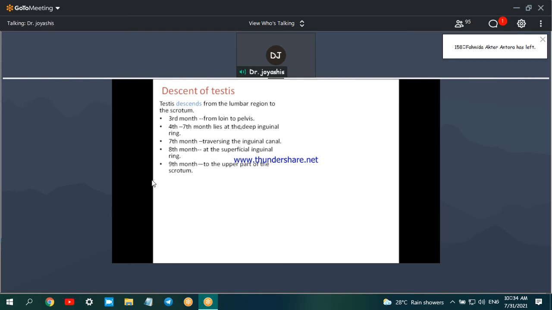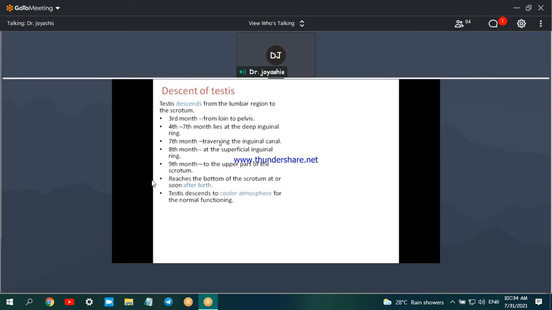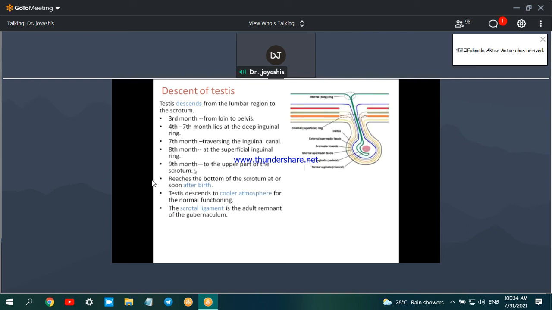Testes descend from the upper lumbar region to the scrotum with the help of the gubernaculum testis, as you also saw in the earlier years. In the third month from loin to pelvis, from the fourth to seventh month it lies at the deep inguinal ring. In the seventh month it traverses the inguinal canal, in the eighth month it is at the superficial inguinal ring, and in the ninth month at the upper part of the scrotum, reaching it after birth. Then it lies in the scrotal ligament in the adult, a remnant of the gubernaculum.